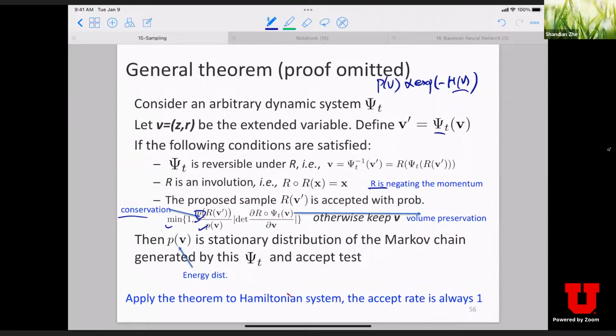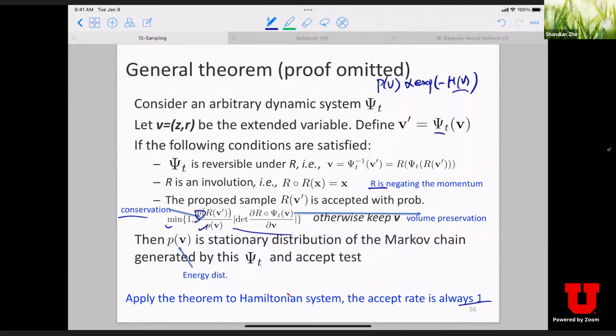A second nice property is that the evolution of the Hamiltonian system guarantees that this Jacobian is always 1. Then it tells us the right term of this min function is 1, and min of 1 is just 1. So if you use a Hamiltonian system to generate a proposal, your acceptance rate is always 1. That's a very nice thing. In other words, that's why the Hamiltonian system is the most popular choice of dynamic system to generate sample proposals, because it's always accepted.